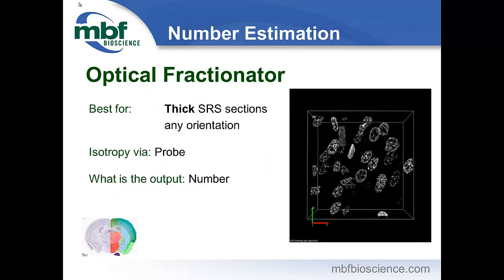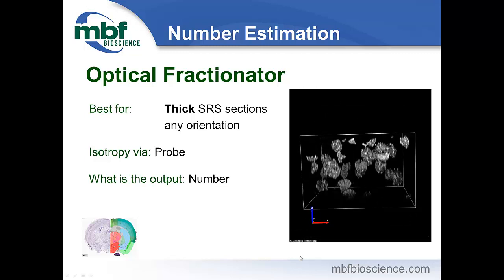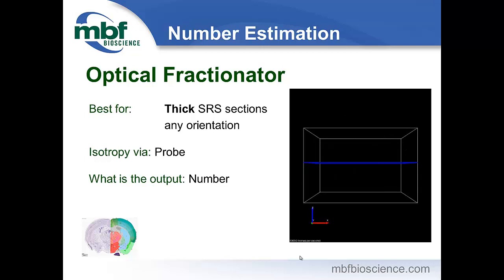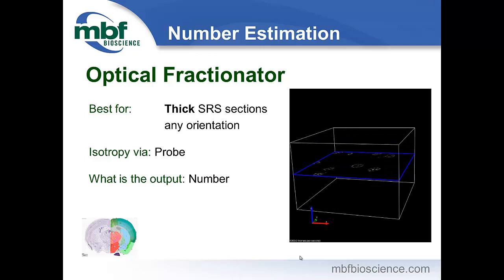Okay, so let's get right to it. Let's talk about number estimation first. We definitely recommend a probe called the optical fractionator. When you're estimating the number of particles, for instance, there's a picture of 36 cells inside of a volume, inside of a stack that's about 40 microns thick. You can see that this is a 3-dimensional volume, and we have particles in there. We need to use thick sections, and by thick I mean 20 to 40 microns thick.